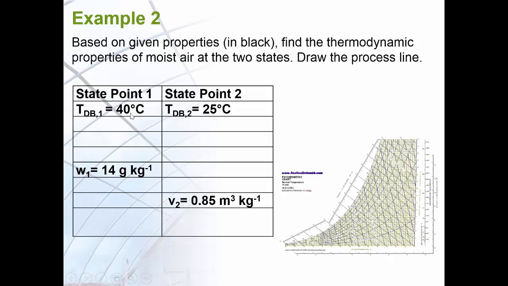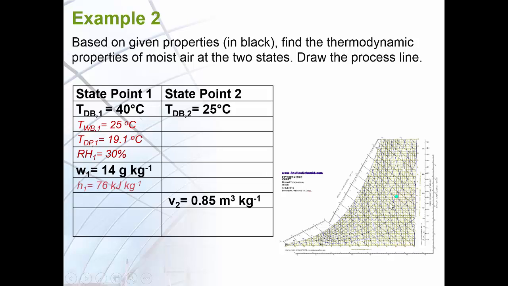So the first state point is fixed by the 40 degrees Celsius dry bulb temperature, as well as the humidity ratio of 14 grams of water per kilogram of dry air. And if you look at the psychrometric chart, using the procedure that was described in the earlier slides, that state is fixed on the psychrometric chart shown by this light blue point. And at that state, if you move around the psychrometric chart using the procedure described previously, you can determine that your wet bulb temperature is 25 degrees Celsius, the dew point is 19.1 degrees Celsius, and relative humidity is 30%, again on this state point.